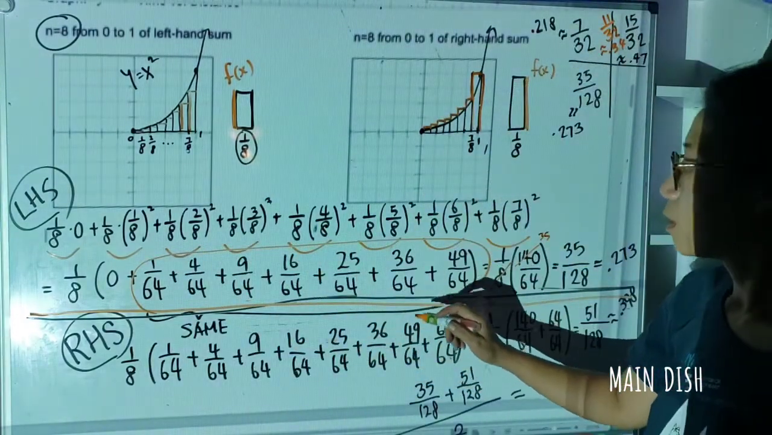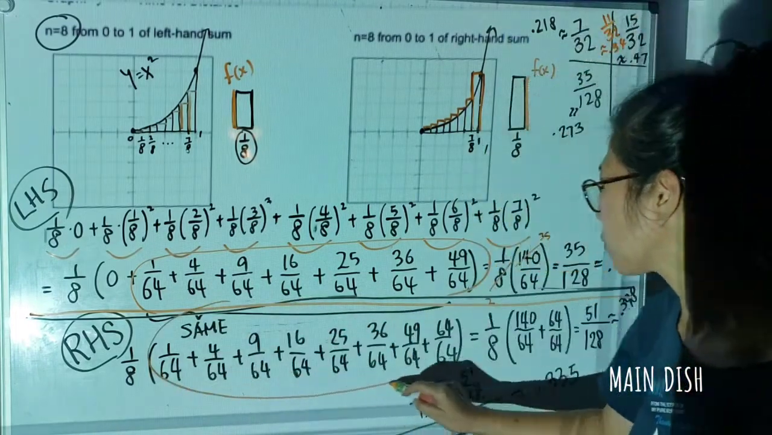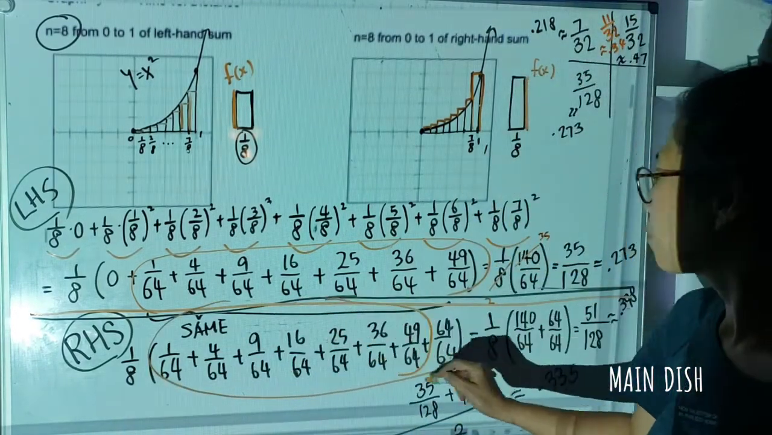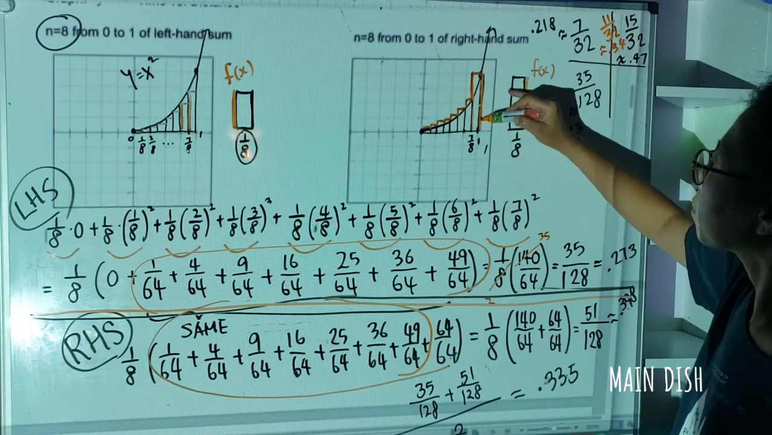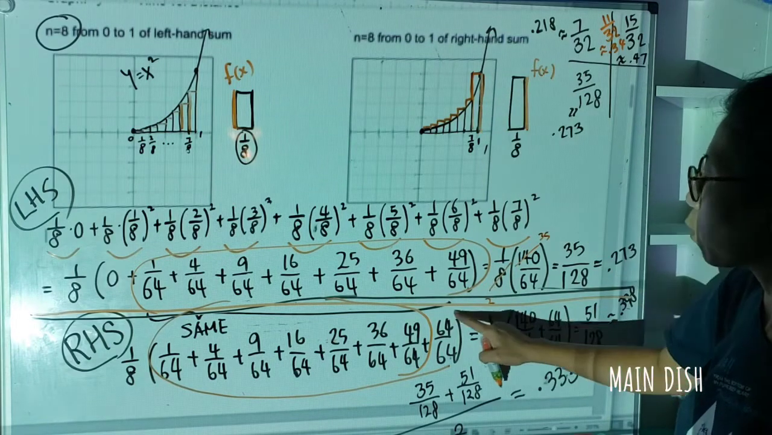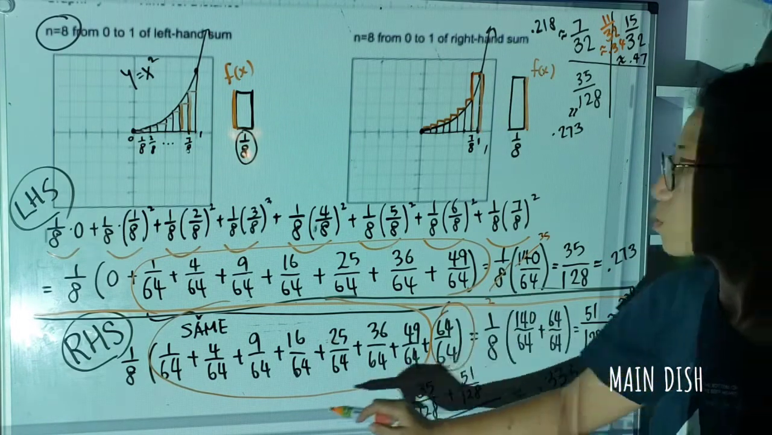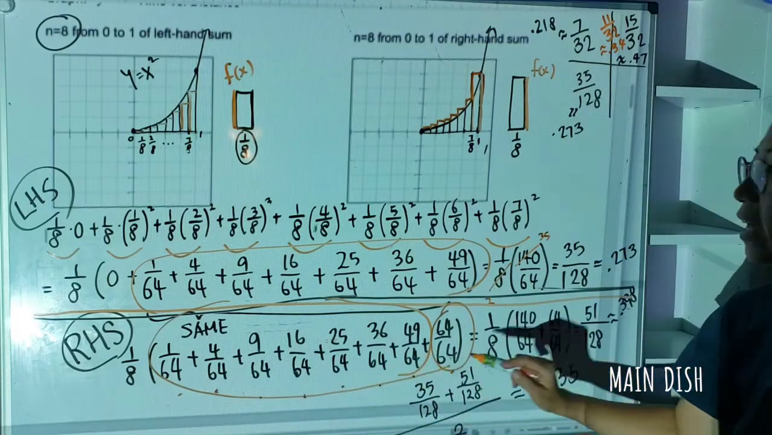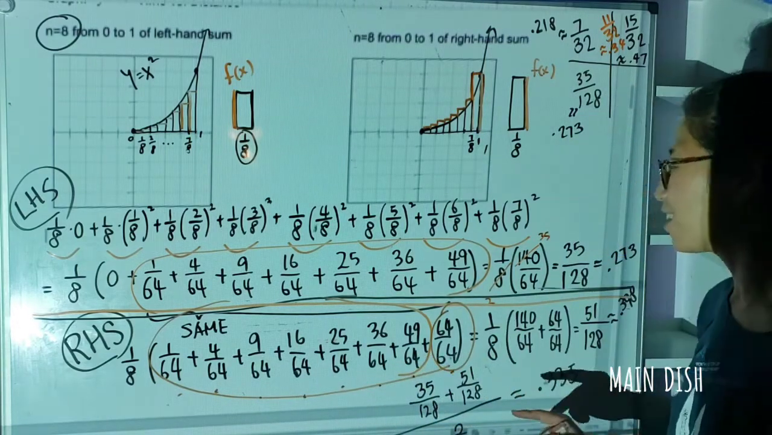First is 7, so I copy the first 7 of them, and then after that my last height will be 1, because 1 square will be 64/64. So I add that one. So 1, 2, 3, 4, 5, 6, 7, 8. I want you to understand what is going on.